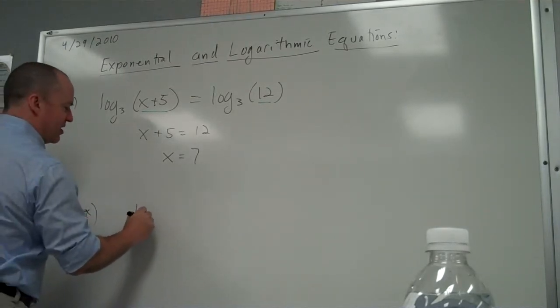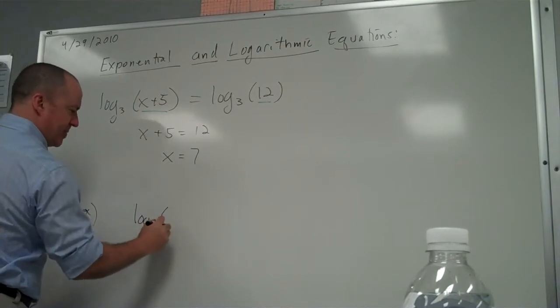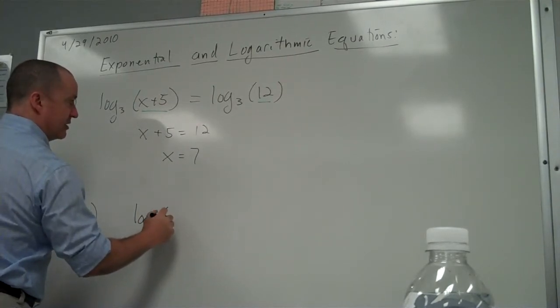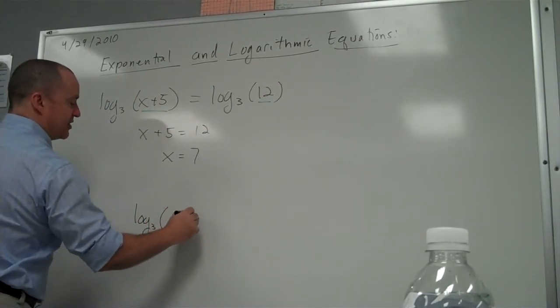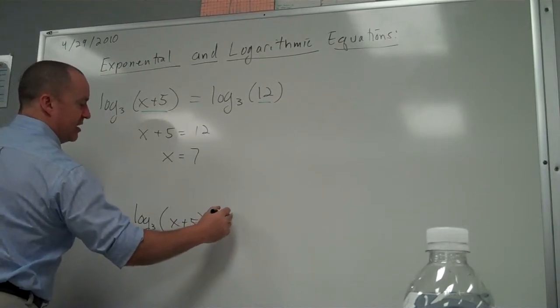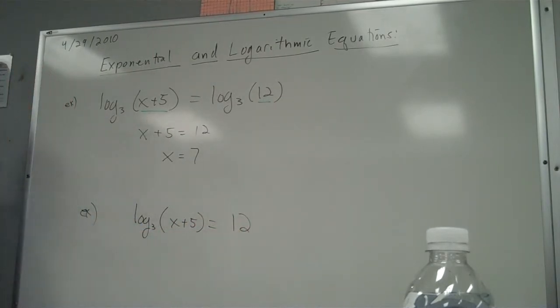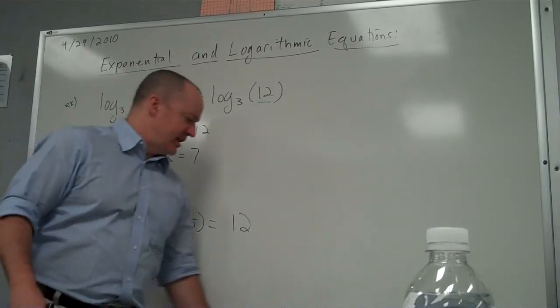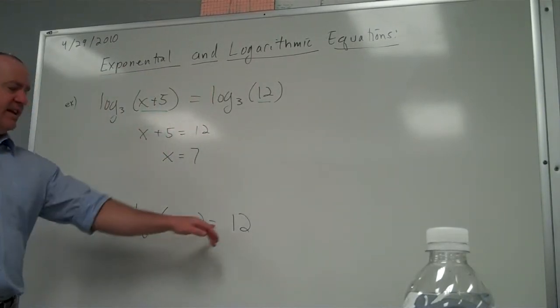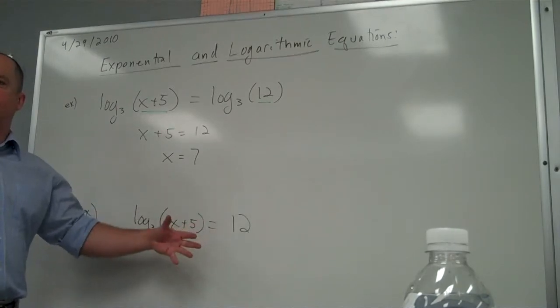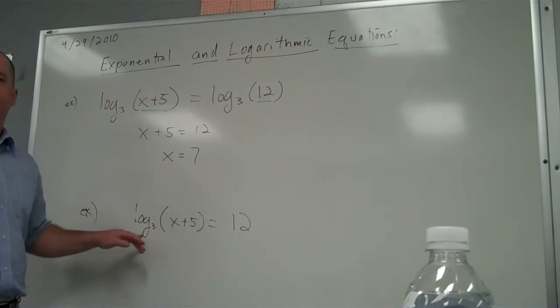If I have log base 3 of x plus 5 equals 12, without a logarithm there, could you still do it, or would you have to keep the log? You have to keep the log. You can't just drop it from one side, and it's not like dividing or multiplying it. So this is more like a square root sign than anything else you've seen.